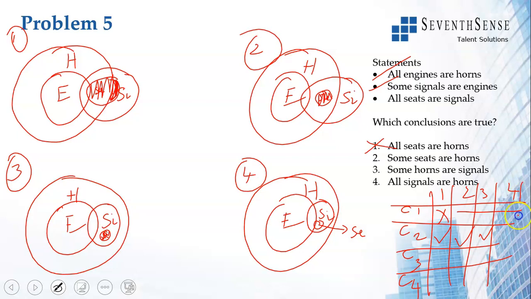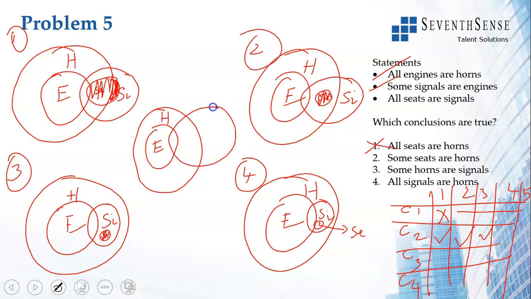See, let us say we have a 5th way of doing this. As I drew, I thought, what about this? All engines are horns. Some signals are engines and all seats are signals. Okay, this is my 5th way of drawing. So you will have 5 ways of drawing. The first one is cross, conclusion 1 is cross in here, so I don't look further. Conclusion 2 is valid in 3 diagrams.